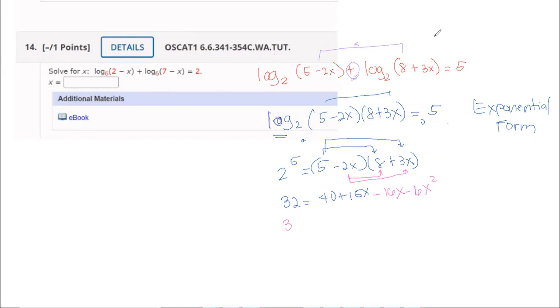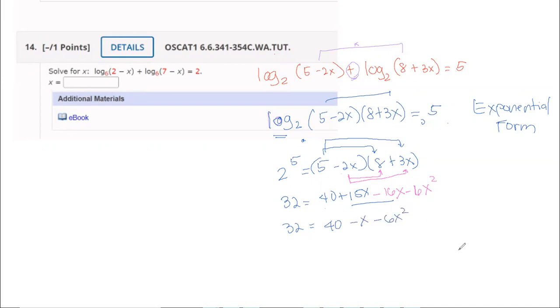Okay. All right, let's simplify the right side. 32. I'm going to change this one back. 32. So you have 32 here, combining like terms. So I have 40. These two are like terms. So I have 40 minus x minus 6x squared.